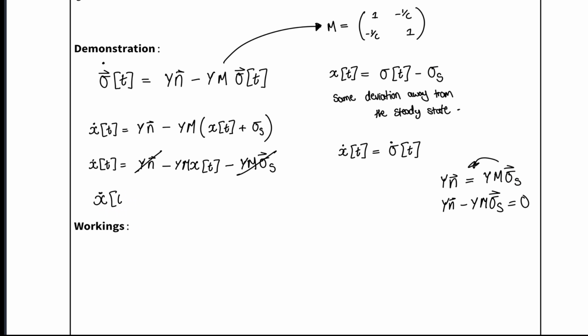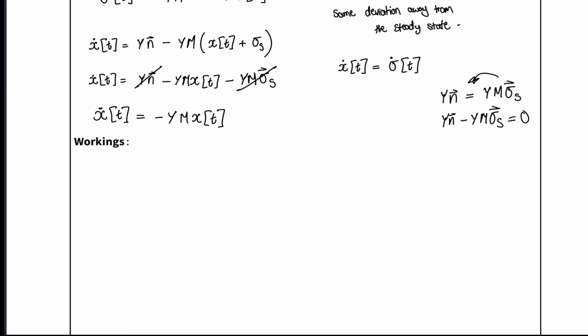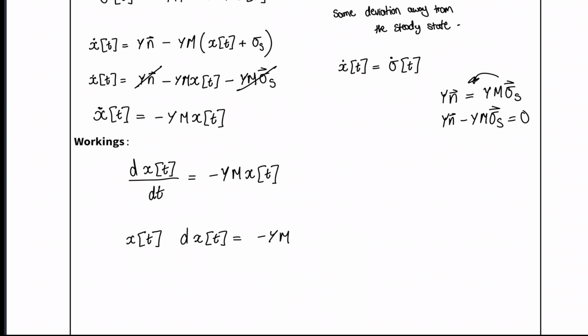Cool, so that means x dot t, which is x(t) differentiated with respect to t, is equal to minus gamma M x(t). If I now write this in a different way, we can write it as dx(t) over dt, with that dot representing the d by dt, is equal to minus gamma M x(t). So this is a differential equation. If we now solve this differential equation by moving this to this side and moving the dt to this side, we get 1 over x(t) dx(t) is equal to minus gamma M dt.